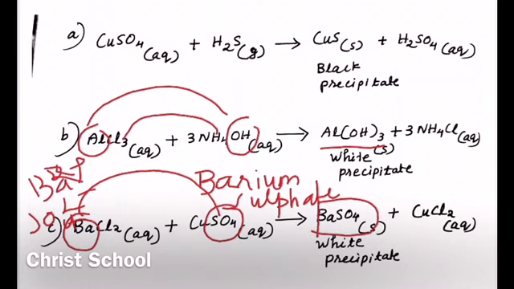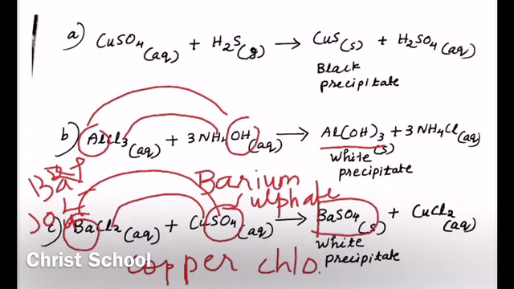Next, copper combines with chloride. The name will be copper chloride. Find the formula of copper chloride: copper Cu2+, chloride Cl-. Exchanging valencies you will get CuCl2.